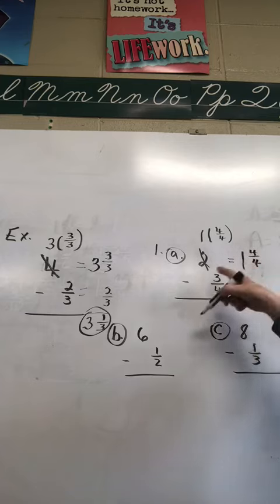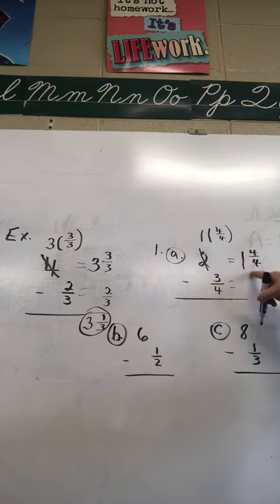I did not change the value of the 2. This is still worth 2. I just named it as 1 and 4/4. I take away my 3/4, and I would have 1/4 here, and my whole number 1.